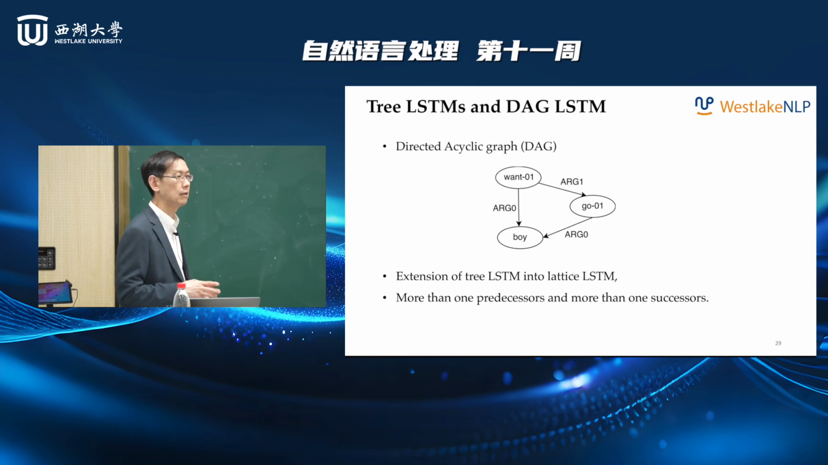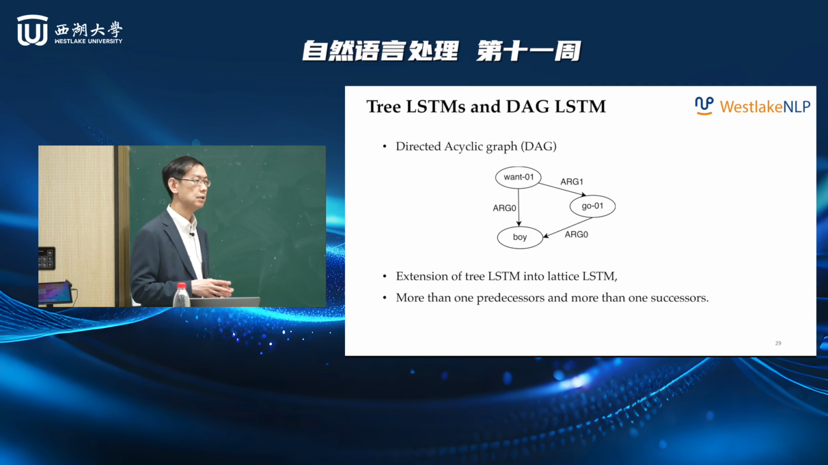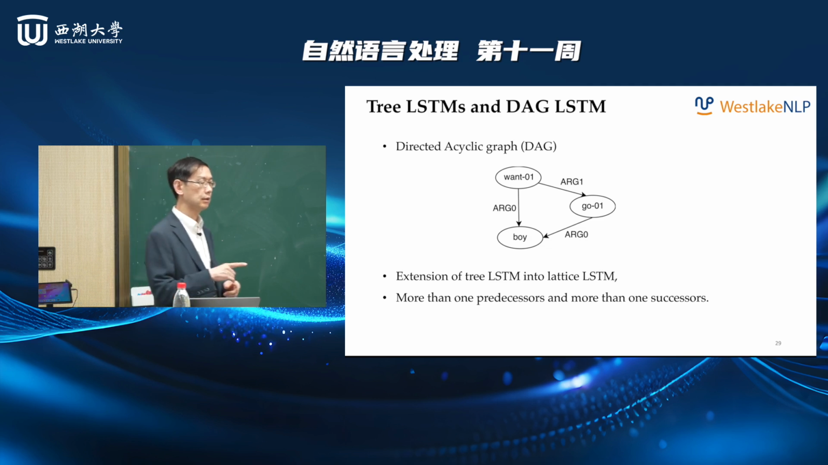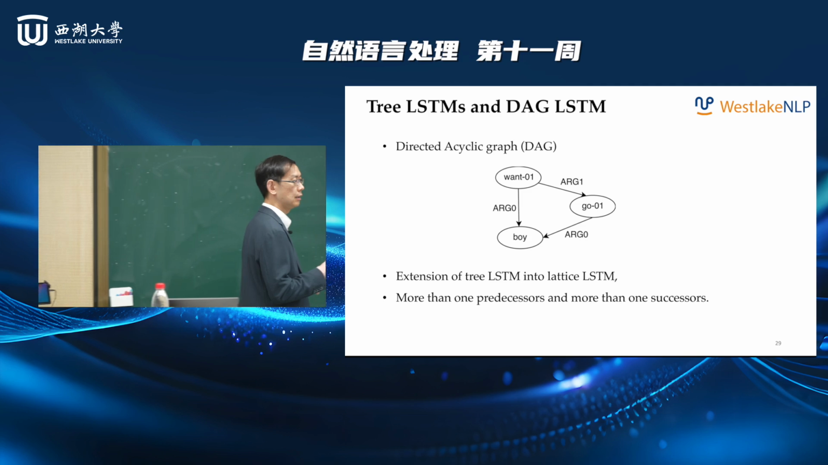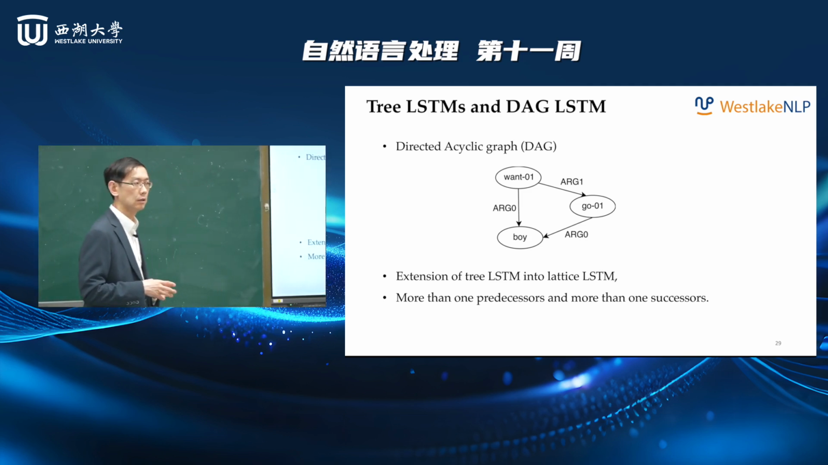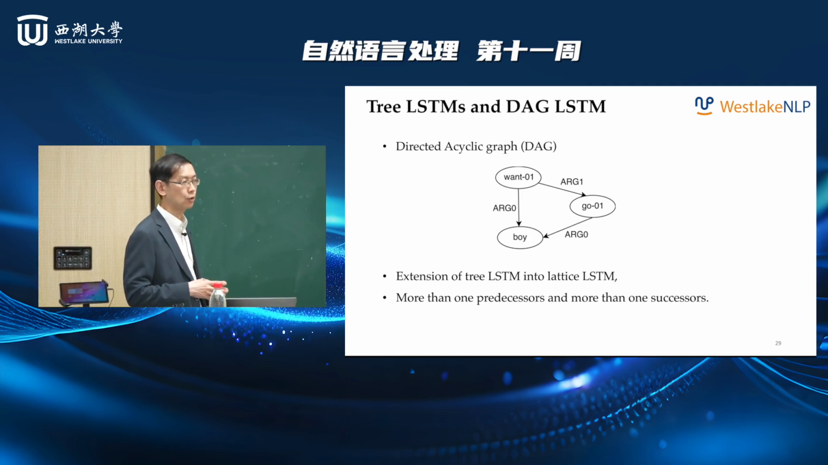Here is a semantic graph. It's the meaning of "the boy wants to go." Okay? And you can see that "the boy" is the subject of "want." The boy is also the subject for "go." Okay? And "want" is a verb that modifies "go." So these three edges make a graph structure rather than a tree.